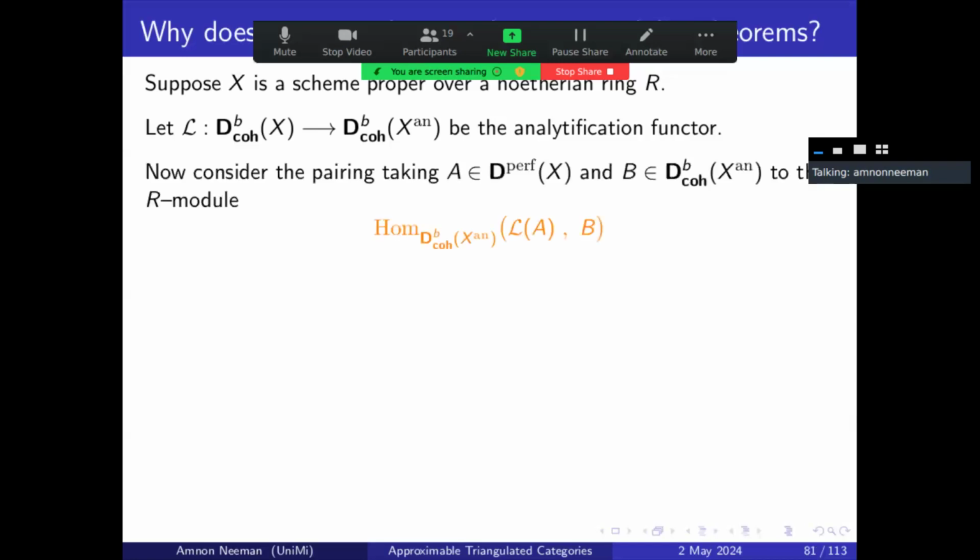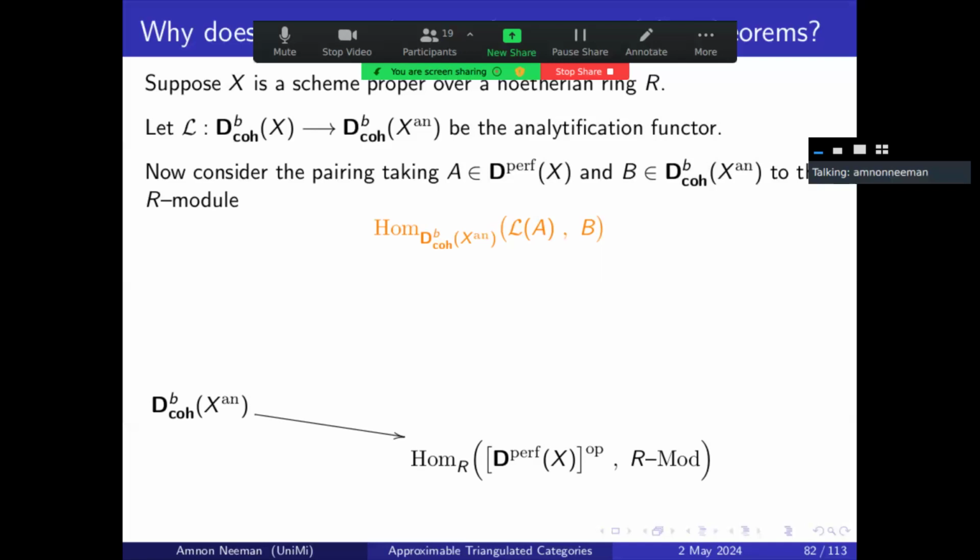So let A be an algebraic perfect complex, and let B be a bounded complex of coherent analytic sheaves. Then there's a pairing which takes them to Hom(A, B). Well, okay, they don't belong in the same category. One is algebraic and one is analytic. So we have to take Hom from L of A to B in the analytic category. So this gives us a map from coherent analytic sheaves to the dual of the perfect algebraic complexes.